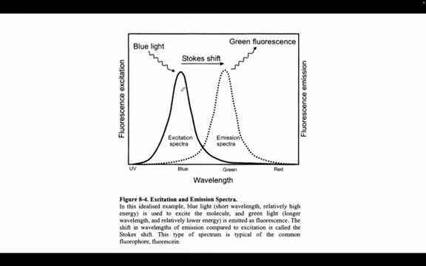So this is what the emission photons will look like. If I excite it with blue light, then the fluorophore will emit green light. And this difference is called the Stokes shift. This change towards a longer wavelength is called the Stokes shift. And this is true for every fluorophore. This particular spectrum corresponds to a green fluorophore, but you will have similar spectra for fluorophores of all colors.